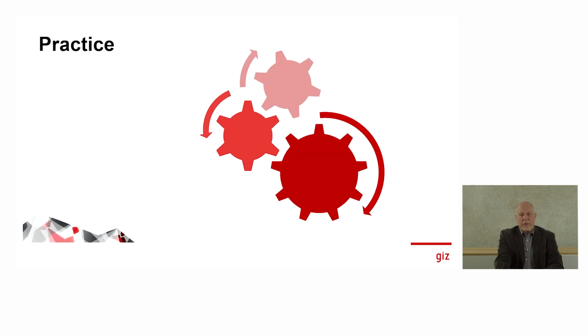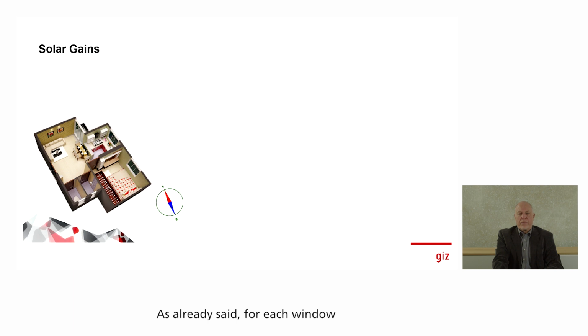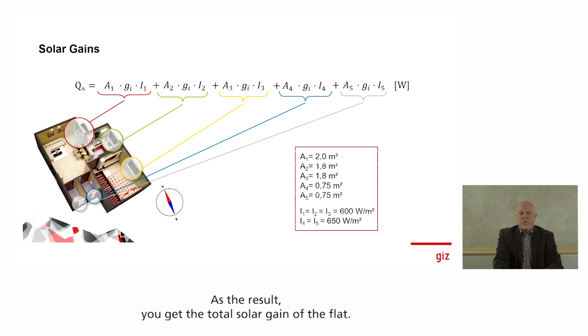That's the theory. Now let's look at a practical example of how the calculation of the QS value works. As already said, for each window, you'll have to calculate the solar gain and sum them up together. As a result, you get the total gain of the flat. If you want to get the gain of the whole building, you sum up all windows of the whole building.